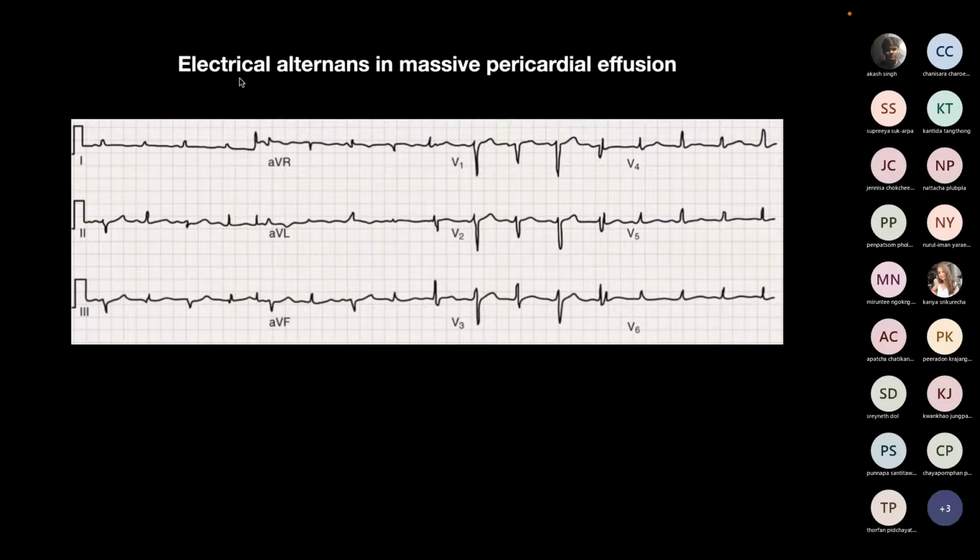And then another thing that we can find is called electrical alternans. So if you look at it, the R wave here looks like it's swinging, right? Because it's inside the heart, and you'll see this next, the heart is swinging inside the pericardium. So the QRS complex looks up and down like that.